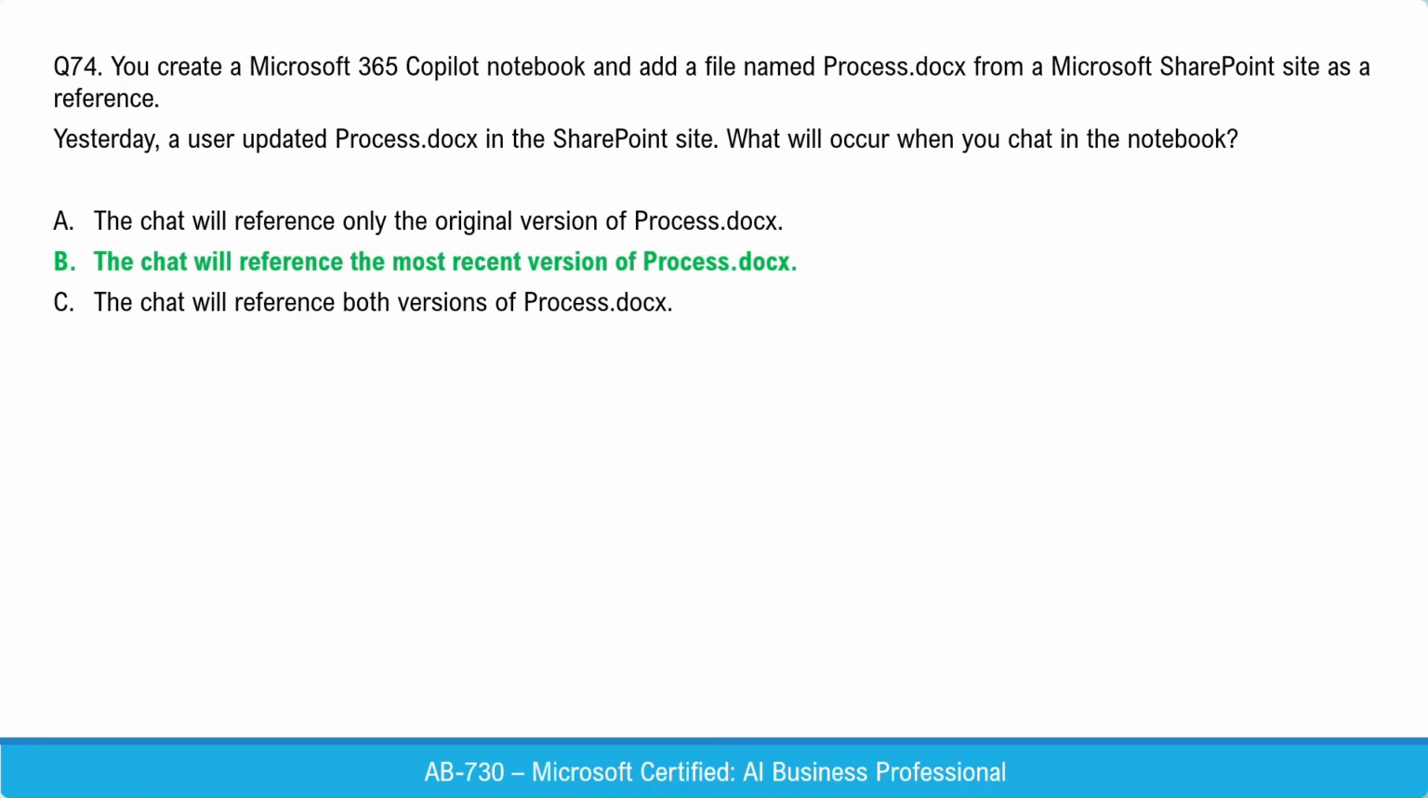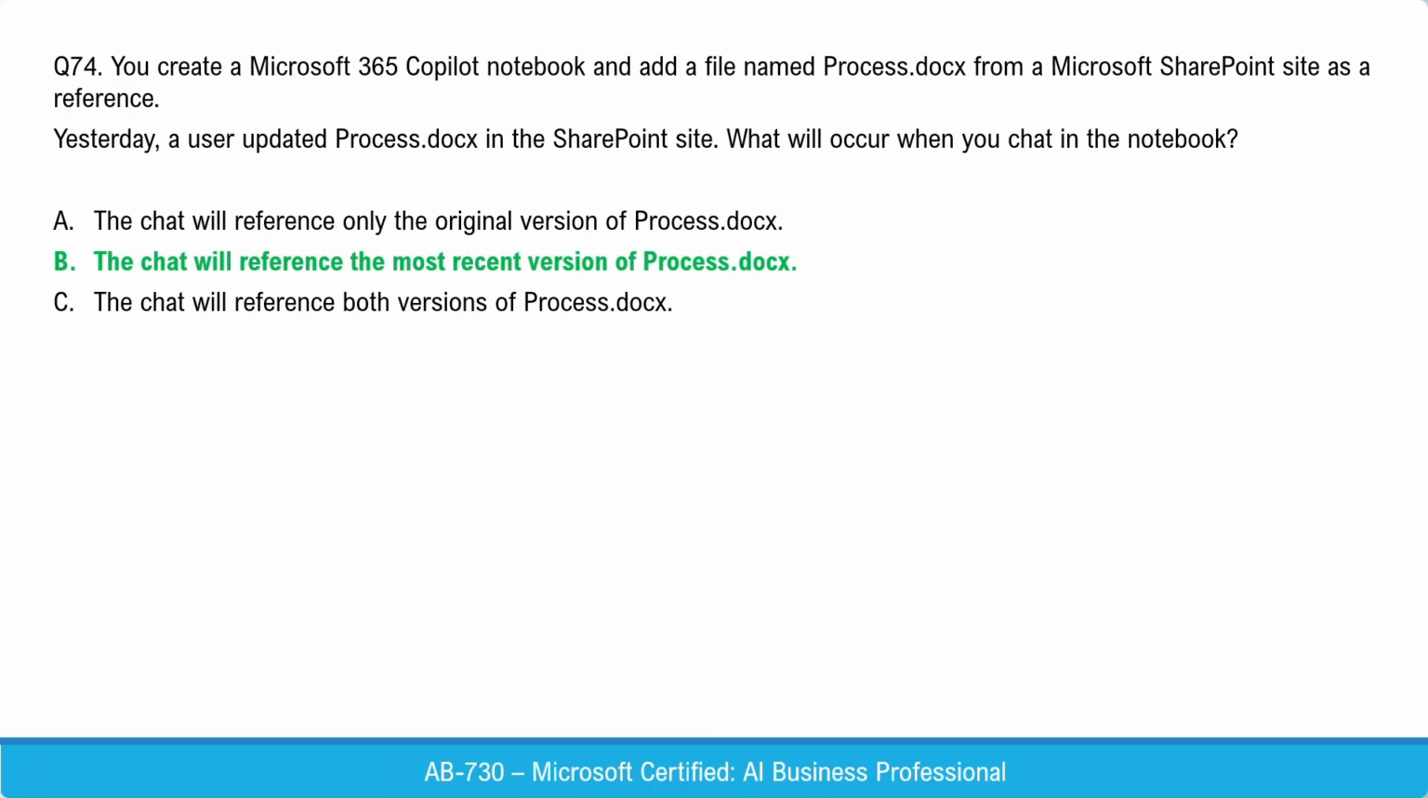Now let's eliminate the other options. Option A says it will only reference the original version. That's incorrect because Copilot does not lock to an old snapshot. Option C says it will reference both the versions. That's also incorrect because Copilot does not automatically use version history unless explicitly requested. So the correct answer is option B, the most recent version is used.